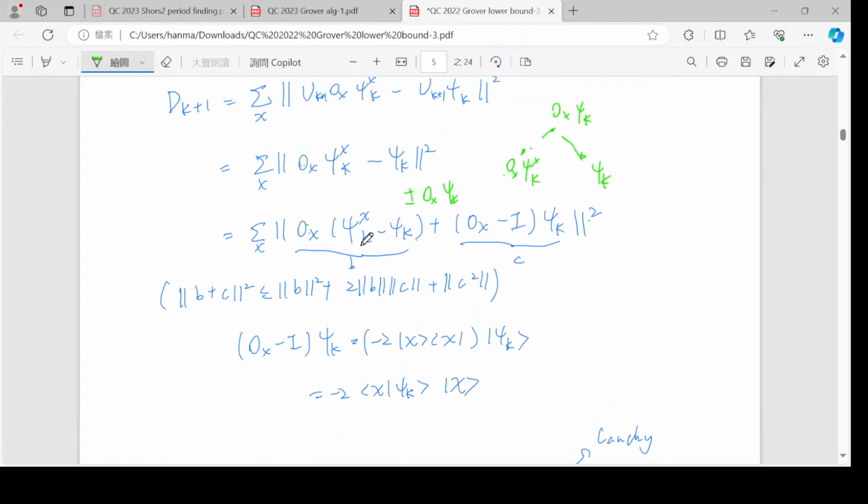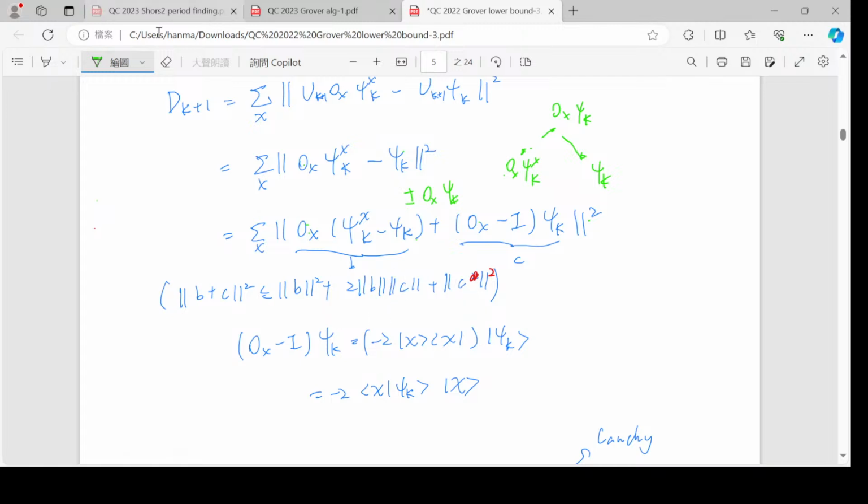Now remember these are vectors, so we call them B and C. So we have a B vector plus a C vector, norm squared, and it's going to be less than or equal to norm B squared plus 2 norm B norm C plus norm C squared. Sorry, it's a typo here, the square should be outside. This is just, I don't know, linear algebra.